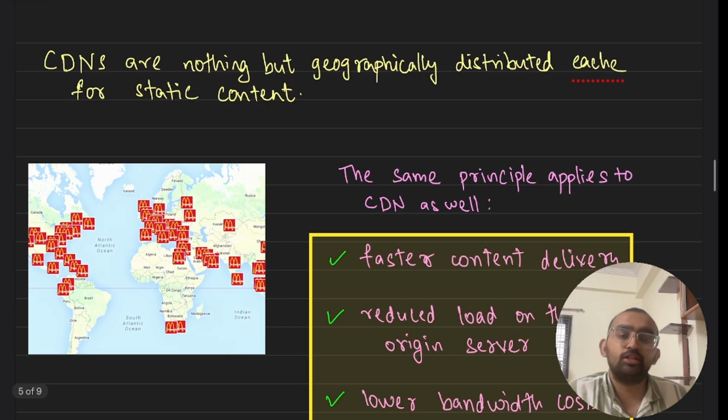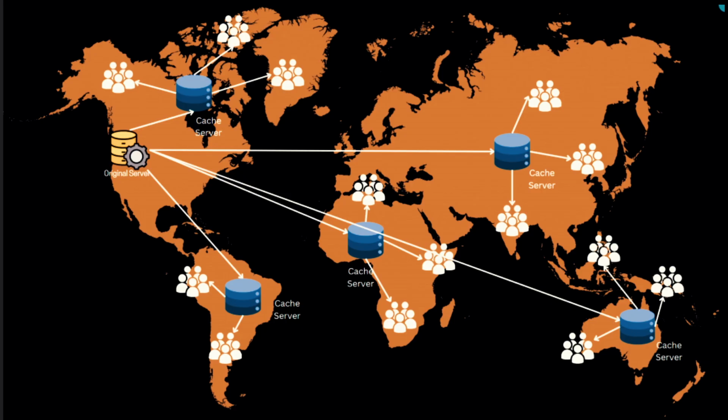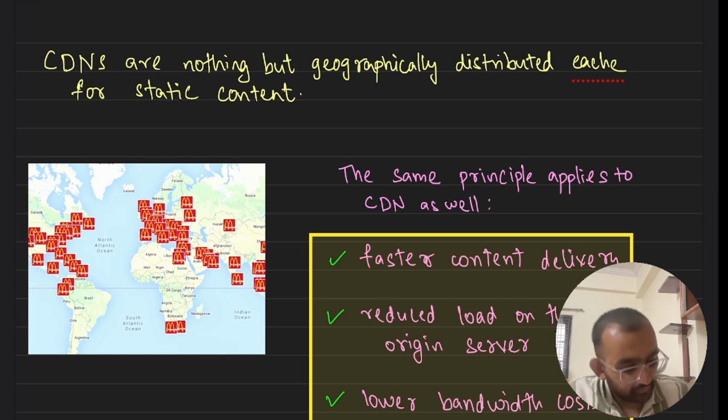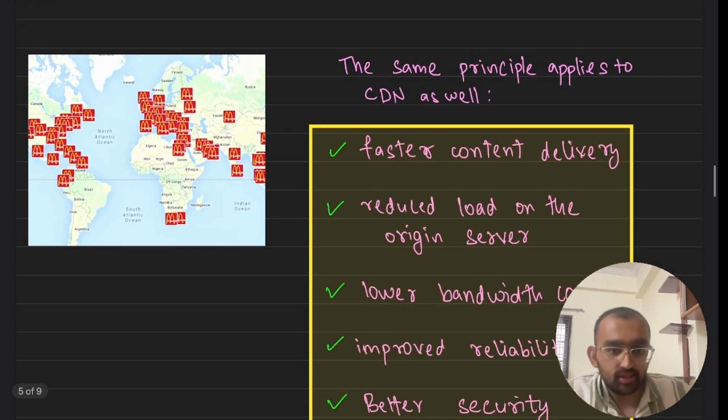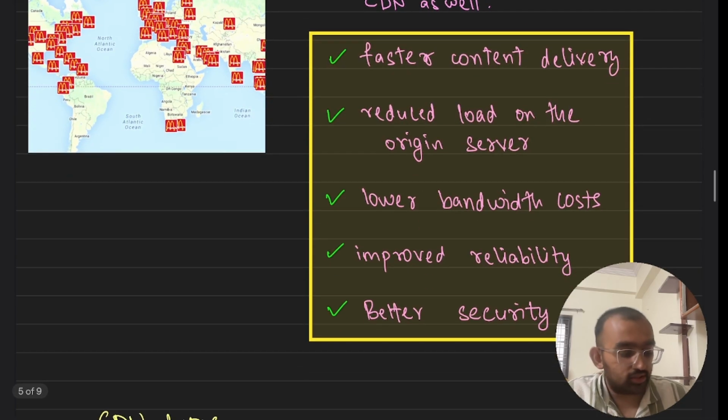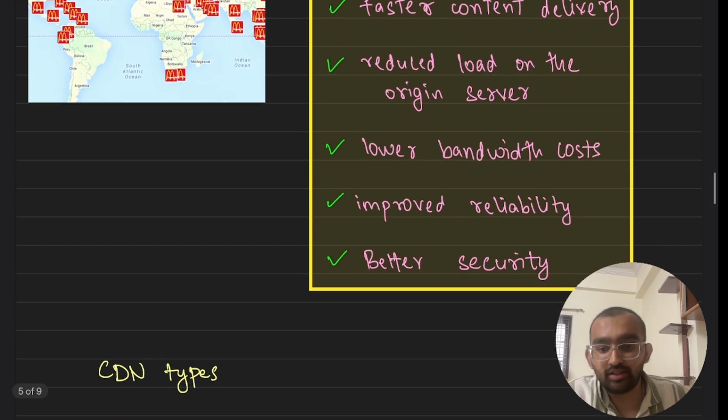So CDNs are nothing but geographically distributed caches for static content. Say instead of serving the data right from the origin server, we'll be serving the content from distributed cache servers which are situated in multiple regions globally. So how does this help? This helps in faster content delivery, reduces load on the origin server because each time you'll be querying the cache server, so this in turn brings lower bandwidth cost and also improves reliability and also better security, right?